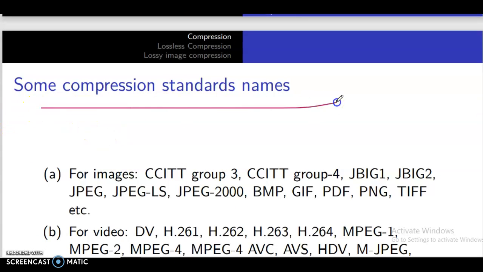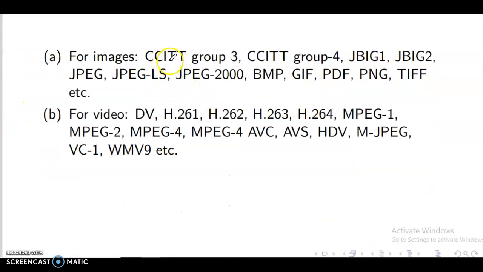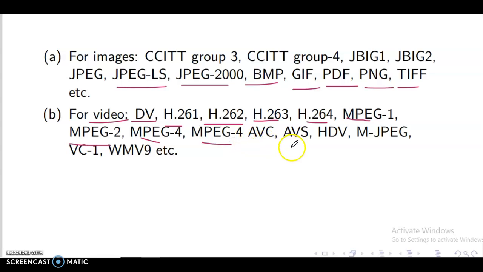Some compression standard names. For images: CCITT Group 3, CCITT Group 4, JBIG1, JBIG2, JPEG-LS, JPEG 2000, BMP, GIF, PDF, PNG, TIFF, etc. For video: DV, H.261, H.262, H.263, H.264, MPEG, MPEG-1, MPEG-2, MPEG-4, AVC, AVS, HEVC, VC-1, VP8, VP9, etc.